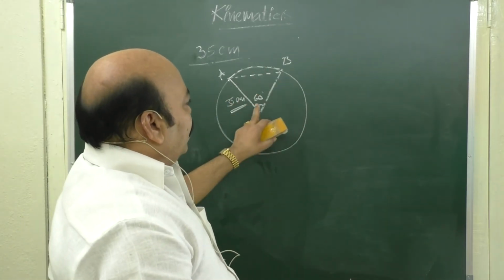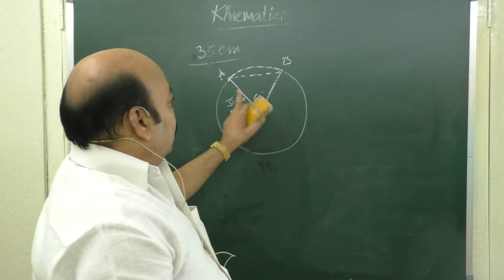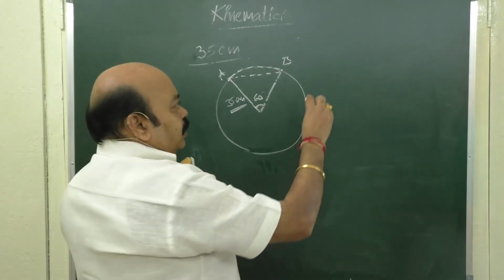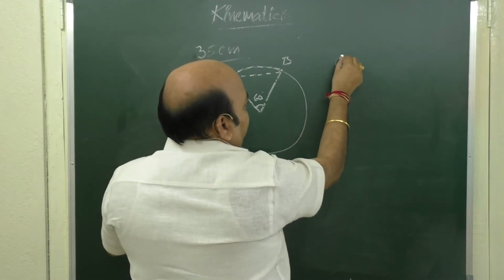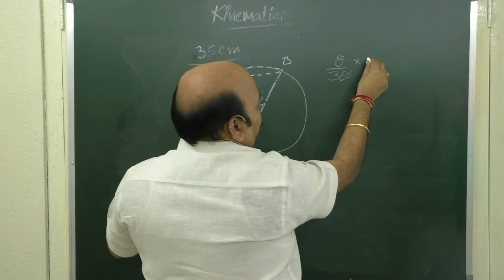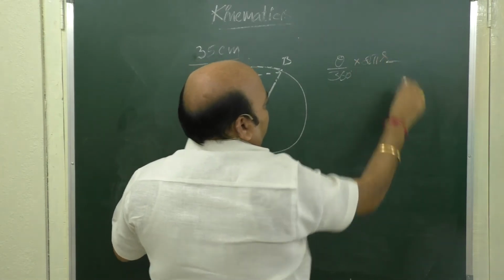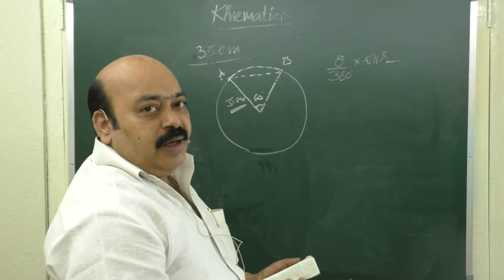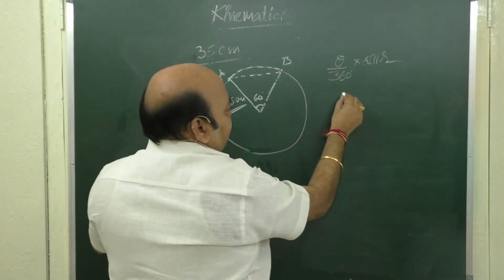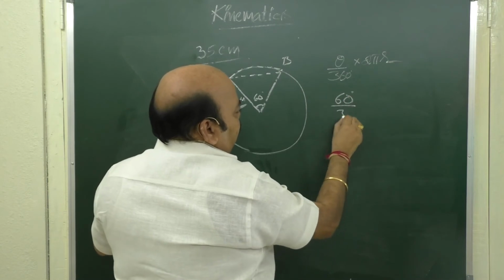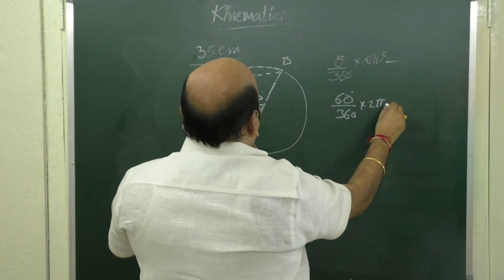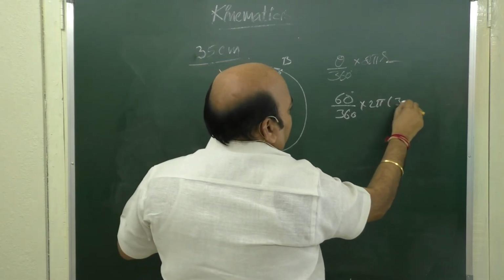You know very well the angle is 360. To find out the distance, the formula used is theta by 360 into 2 pi r. Here theta is 60 degrees, by 360 into 2 pi, and the radius is 35 centimeter.